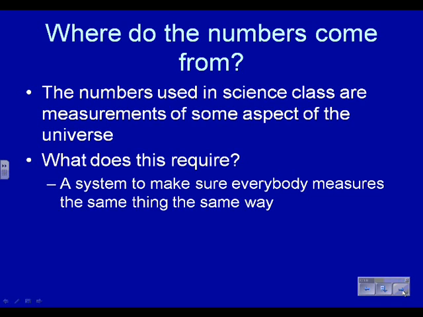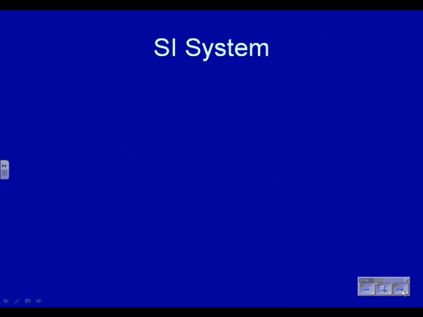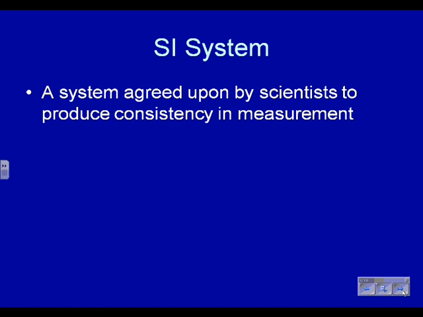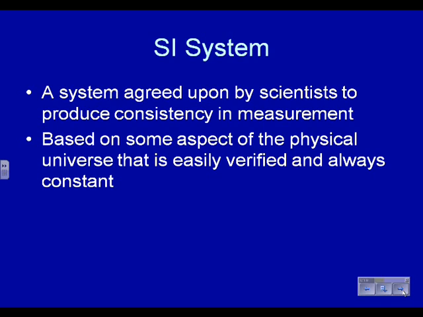Where did that lead us? That leads us to the SI system. Not going to spend a huge amount of time talking about that, but the SI system is agreed upon by scientists to produce consistency in measurement. It's based on some aspect of the universe that is easily verified and always constant.